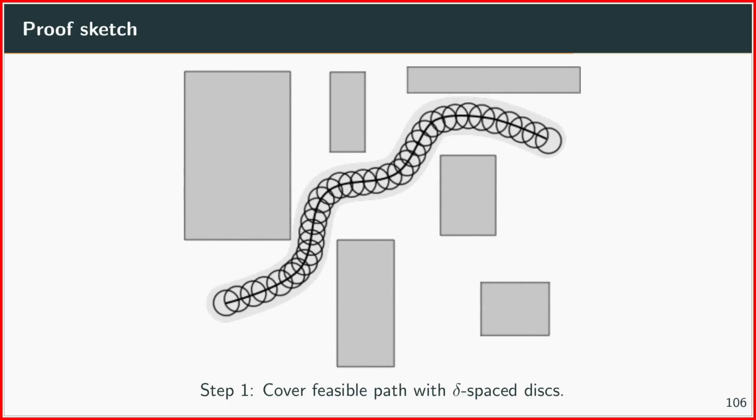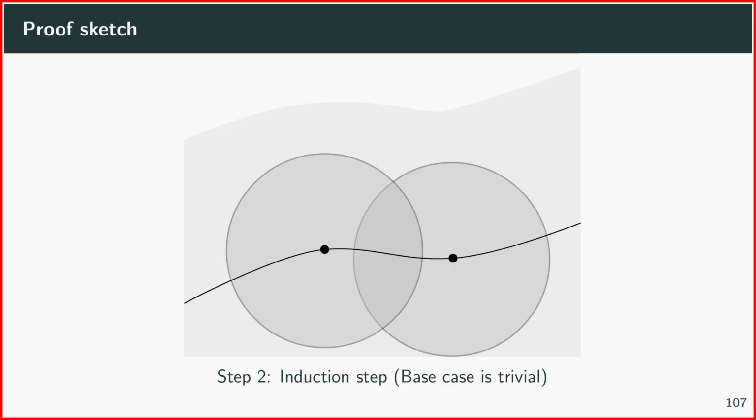The first step is that you cover your feasible path with delta-sized disks. You take your hypothetical feasible path, cover it with a lot of disks, and then you do an induction on those disks. This induction basically says that first you will reach your first disk in your sequence, and then you need to show that if you reach your nth disk in your sequence, you will reach disk n+1. I just want to show you how this works.